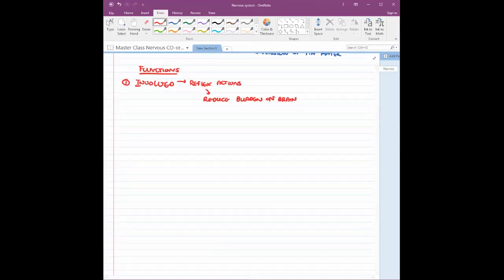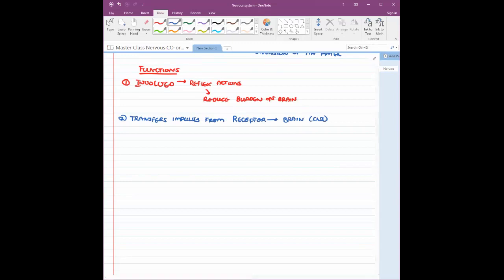Second thing, this is the one which is going to transfer impulses. But from where to where? It transfers impulses from the receptor to the brain. Receptor meaning it can be all the five senses. So from the receptor, it is going to send it to the brain, that is, your CNS.